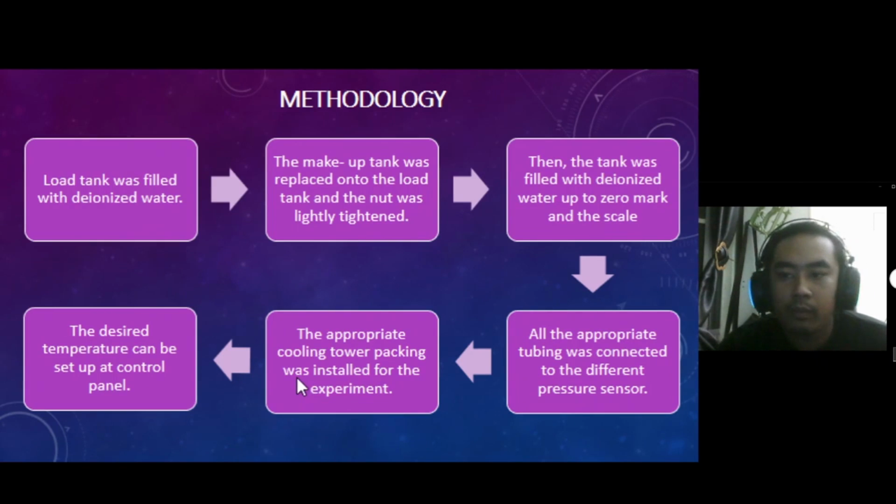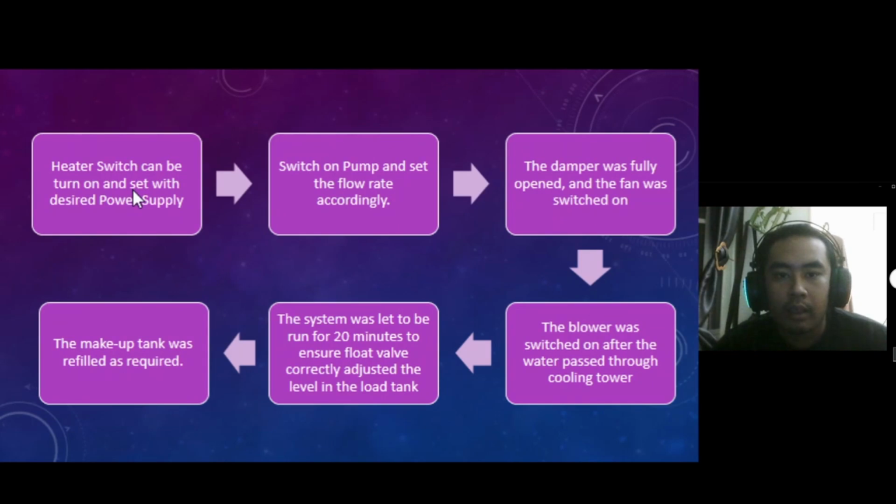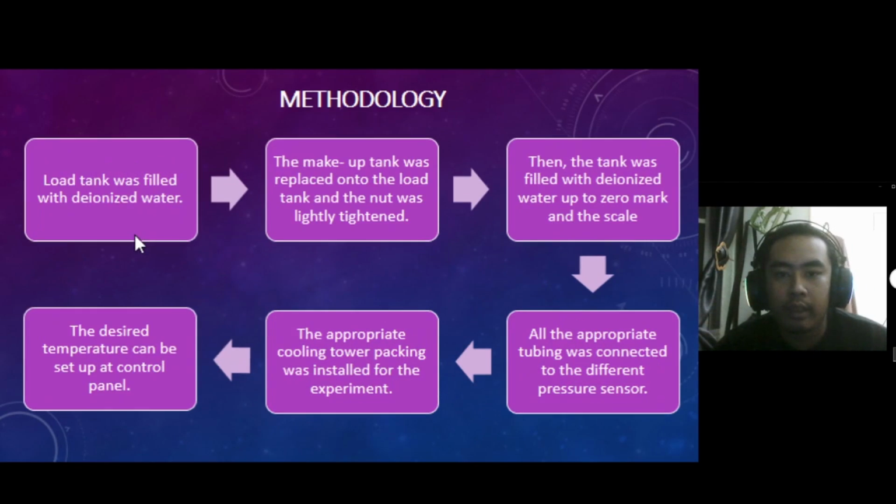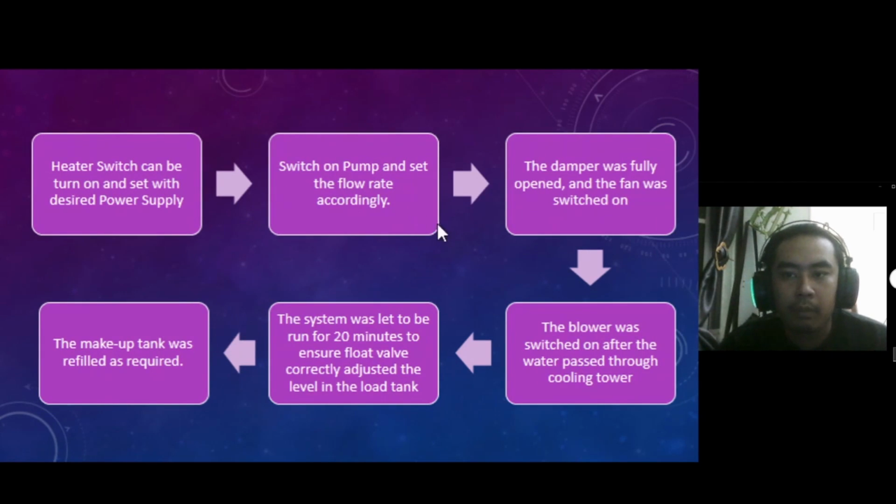Okay, so after that, the desired temperature can be set up at the control panel before starting the desired experiment. Then the heater switch can be turned on with the desired power supply. The heater switch can be turned on at the control panel. Switch and pump. The pump can be turned on according to the flow rate that wants to be set. The flow rate can also be read at the control panel.